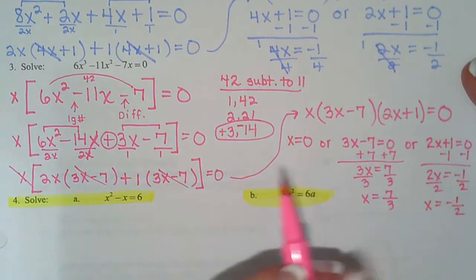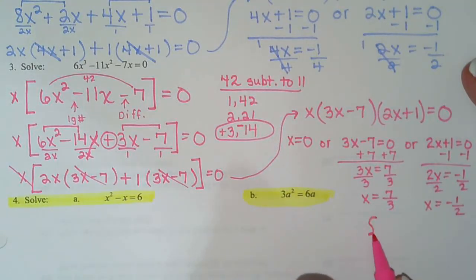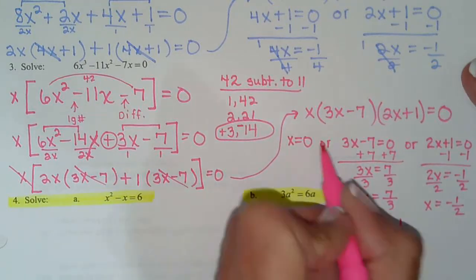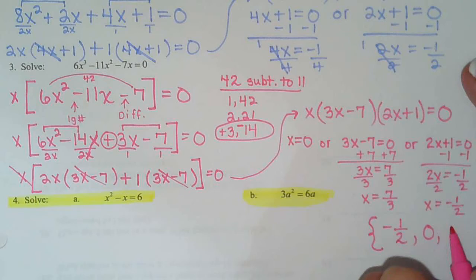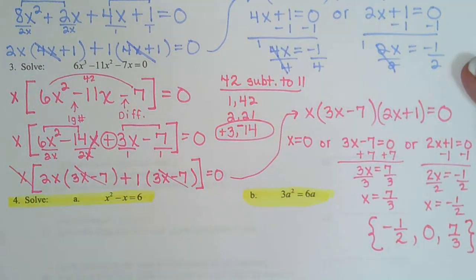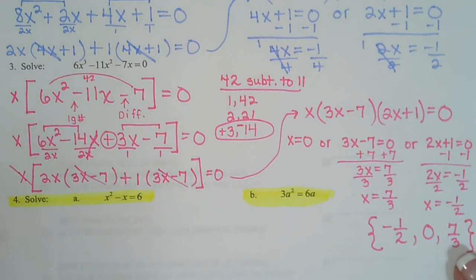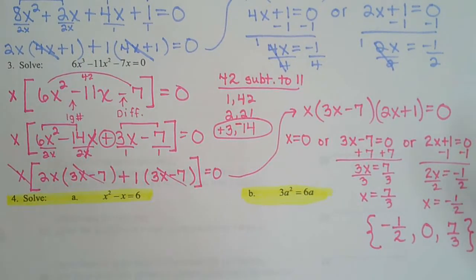So our 3 solutions are going to be negative 1/2, 0, 7/3. And remember, there's no order. I just had a teacher in college that made us do smallest to largest because that was their preference to make the grading of the tests easier. So I'm just in the habit, but order doesn't matter unless Alex tells you to do a specific order.